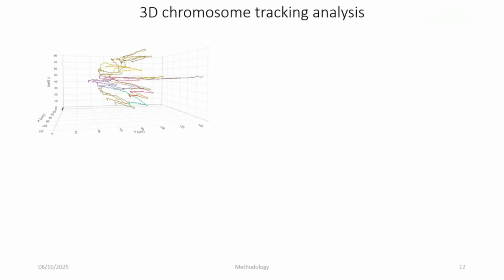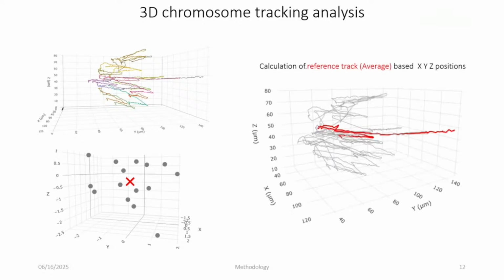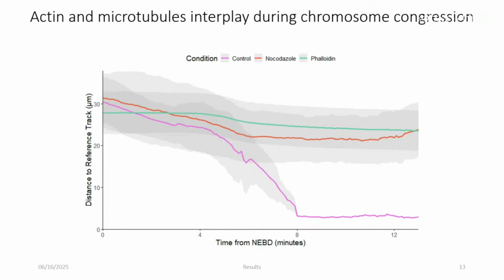To understand in detail what phase is driven by actin and what phase is driven by microtubules, I did some 3D chromosome tracking analysis, where you have these 3D tracks which you get from Imaris. I tried to calculate the average position of all the chromosomes, which is in red, and then you get this average track. Then you calculate the distance each chromosome traveled relative to this average track at every time point. This gives me a graph of how the chromosomes are moving over time.